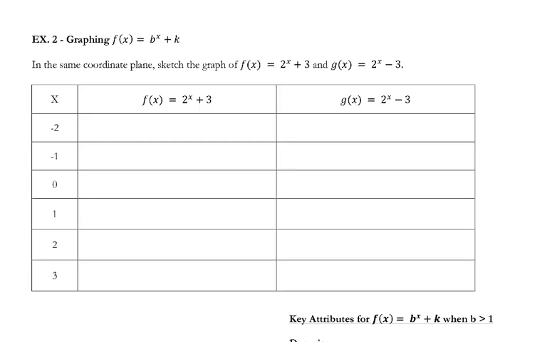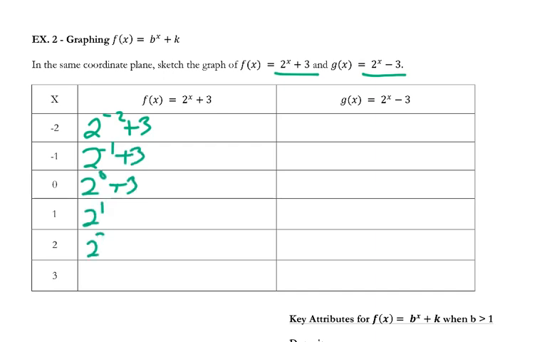All right, example 2, b to the x plus k. So we're going to look at 2 to the x plus 3 and 2 to the x minus 3. So we can think of these as 2 to the negative 2 plus 3, 2 to the negative 1 plus 3, 2 to the 0 plus 3, 2 to the 1, 2 to the 2, 2 cubed, plus 3. All right, so we actually know all of the values in this column right here, and then we're just adding 3 to them. We're taking the graph we had before and adding 3, essentially.